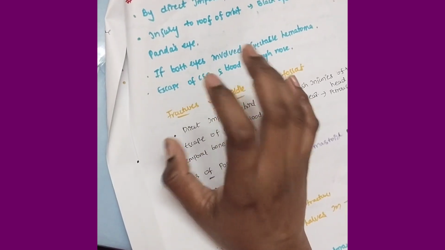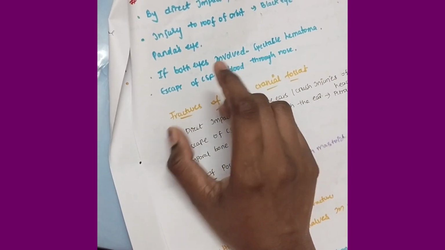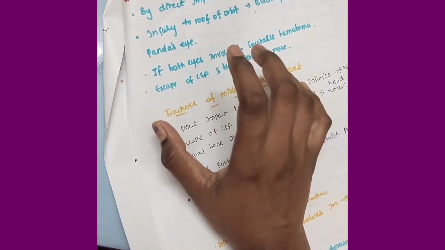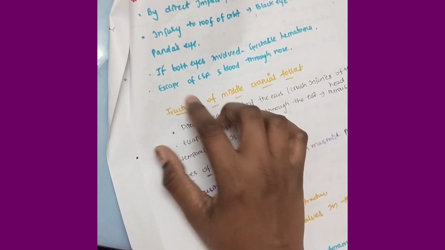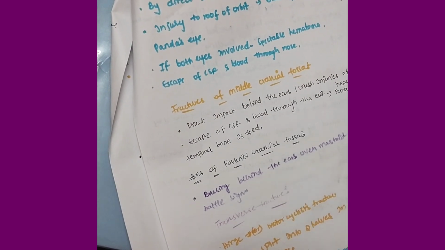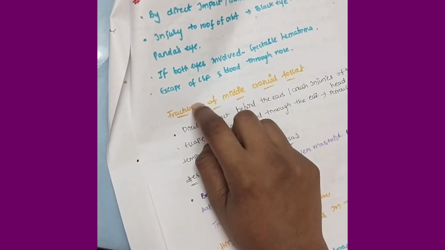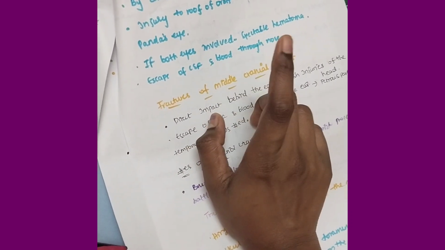Okay, this is known as panda eye. It's a blood collection. If both eyes are involved, we see a spectacle hematoma. Okay, this is how it will be, both orbits looking like raccoon eyes. So there is escape of CSF and blood through the nose.